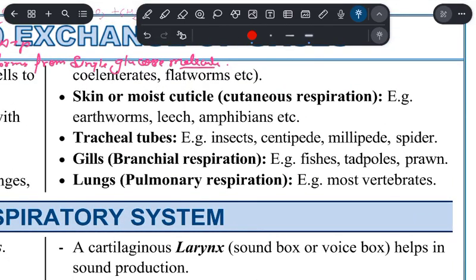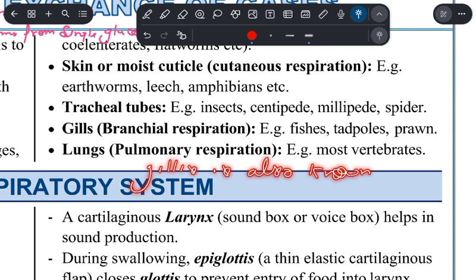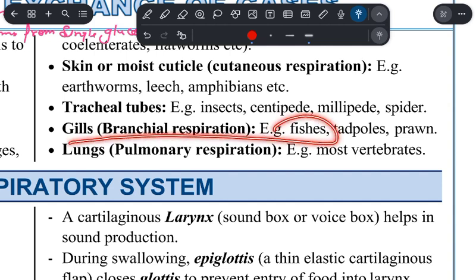Gills. Branchial respiration. Which organisms have branchial respiration? Why branchial? Because gills are also known as branchia. So fishes, of course, tadpoles, and prawn.